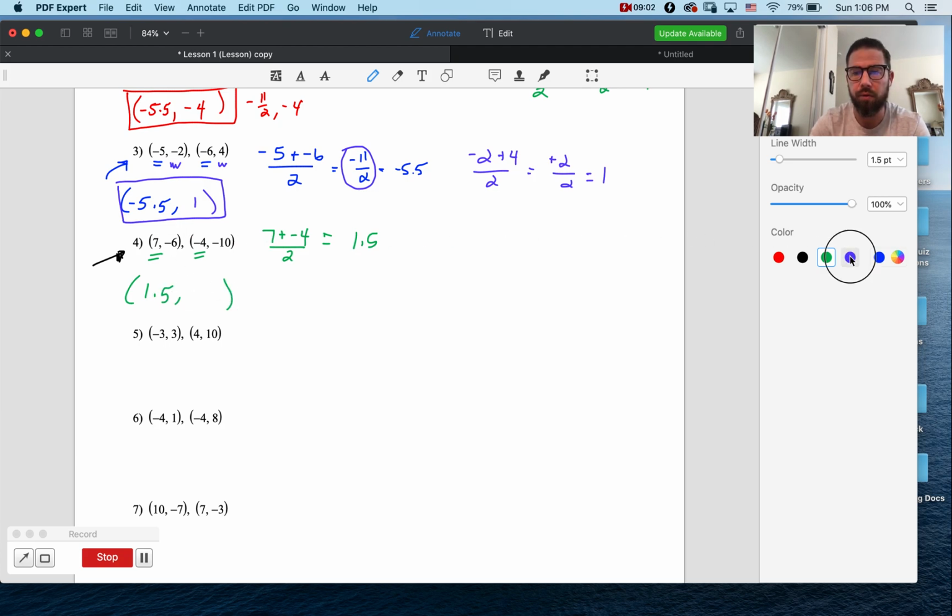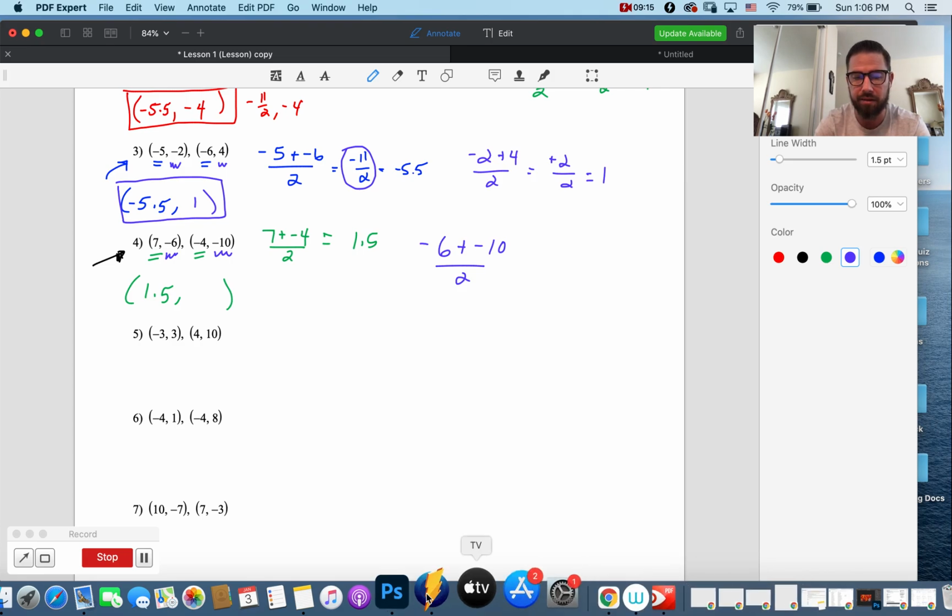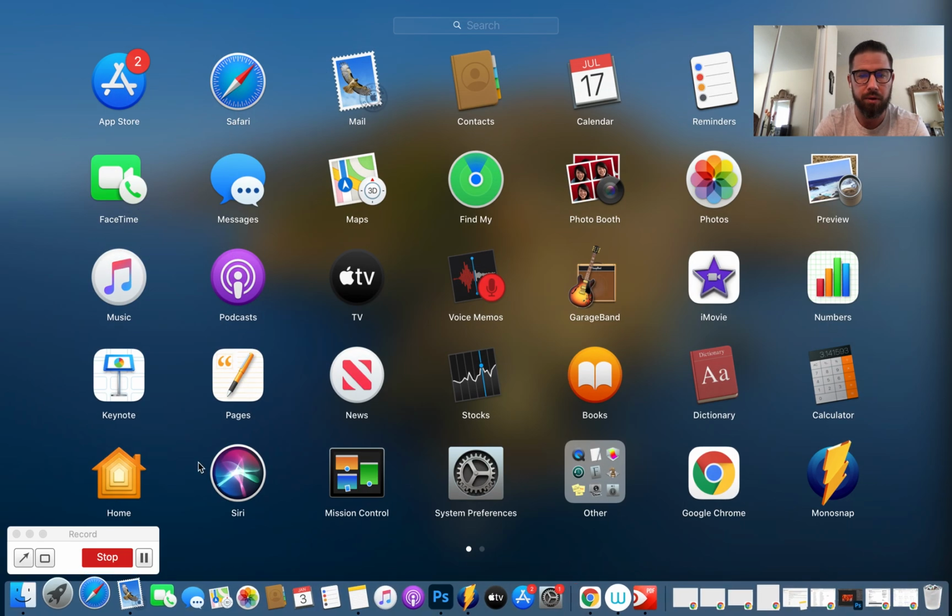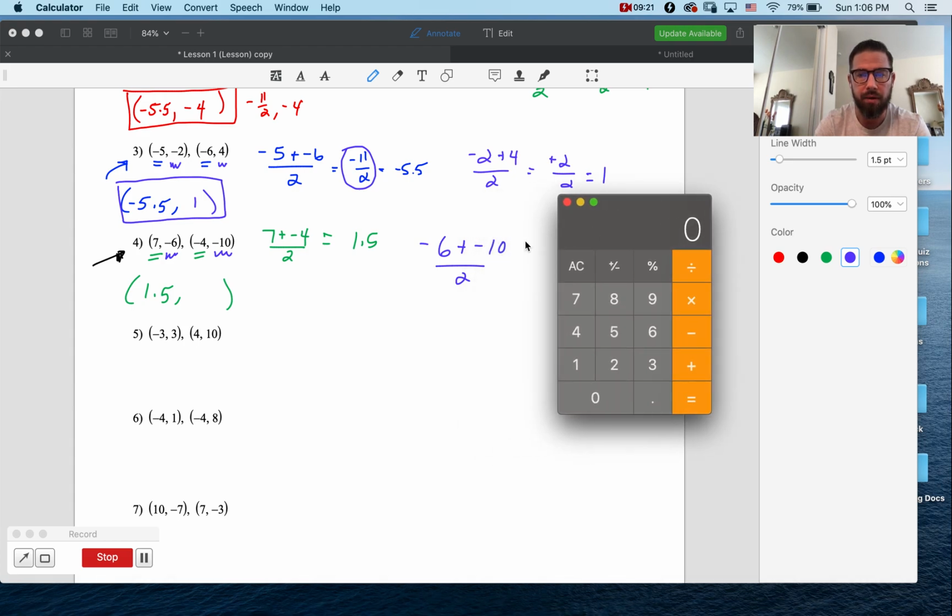Then we have the same thing over here with our y's. Remember, the second numbers are our y's. So we have -6 plus -10 divided by 2. And if you stink at math, like just adding and subtracting simple numbers, watch what we do here. I'm going to show you how to do this again. We have -6 plus -10. I've got my 6, I need to make it negative, plus I have a 10 and I'm going to make it negative. Boom, it's -16. Then I divide by 2. Divided by 2 equals -8.